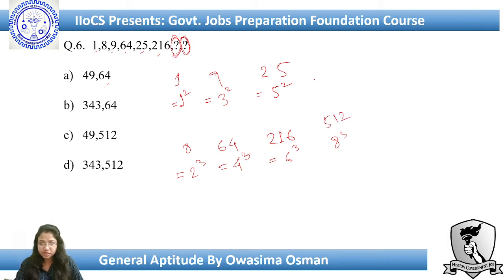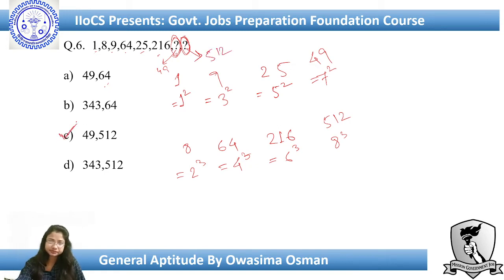our next odd number, after 5 the odd number is 7, so our answer will be 7 square, that means 49. So this term will be 49, and the next term will be 512. So our answer will be 49 and 512.